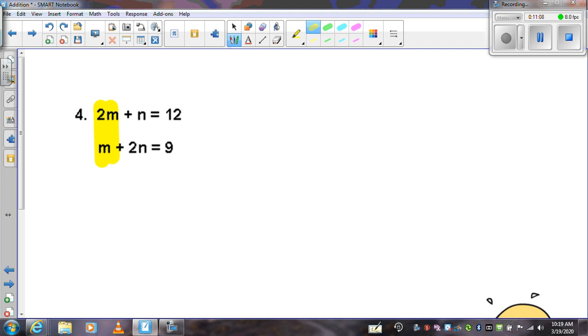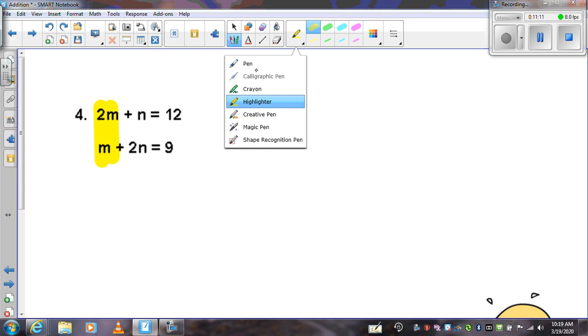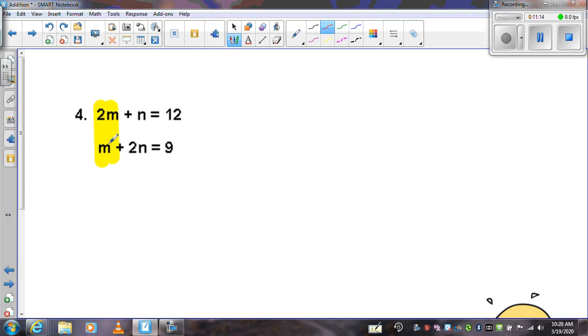Okay, so given that, if this is a positive 2m, I need to make that negative 2m. To do that, I'm going to have to use multiplication or division. If I multiply, I'm going to multiply this whole thing by negative 2. So now this becomes negative 2m minus 4n equals negative 18. You have to use all your regular math rules. So whatever you do to one side of the equation, you have to do to the other. So this equation stays the same, the top one.